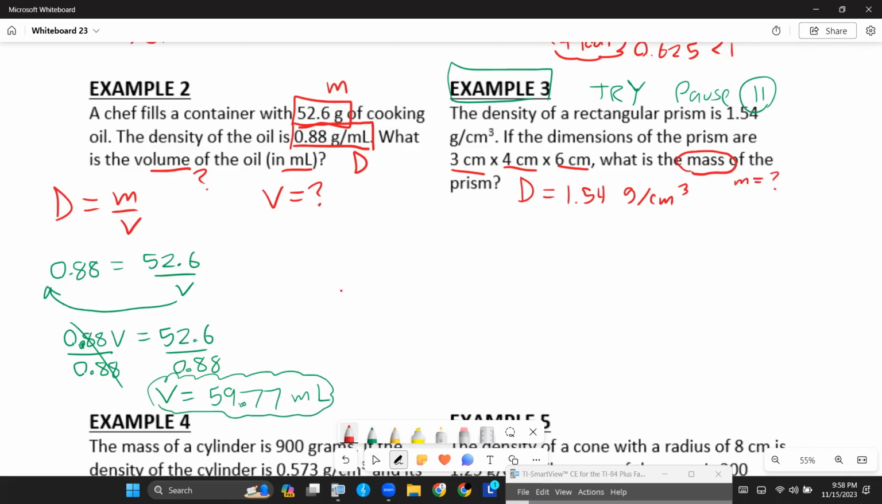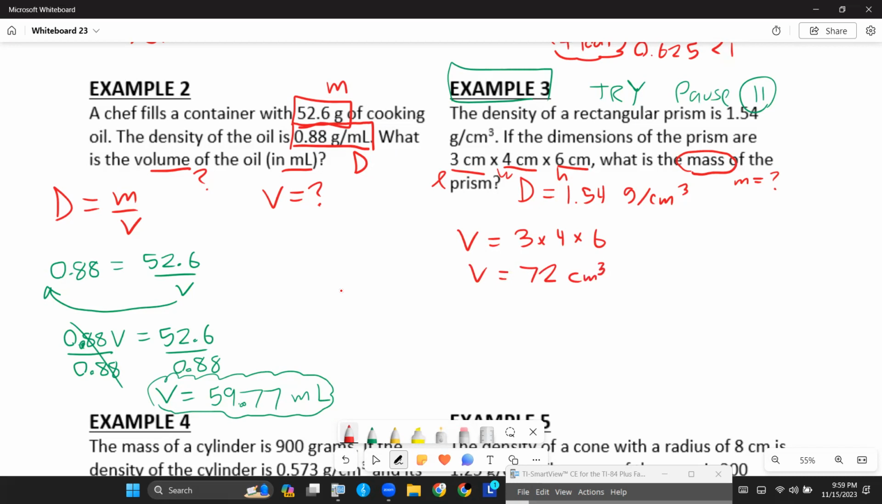the prism? So I'm not given the volume of that prism, but I'm given the dimensions of that prism, the length times the width times the height. So I can calculate the volume really easily. So the volume is just going to be 3 times 4 times 6, since it's a box. A rectangular prism is a box, so that's going to be 12 times 6, which is going to be 72 cubic centimeters.